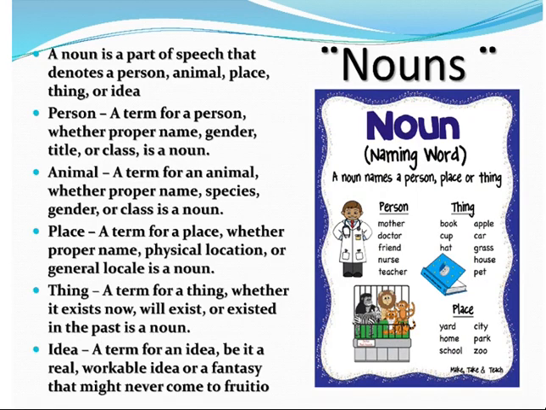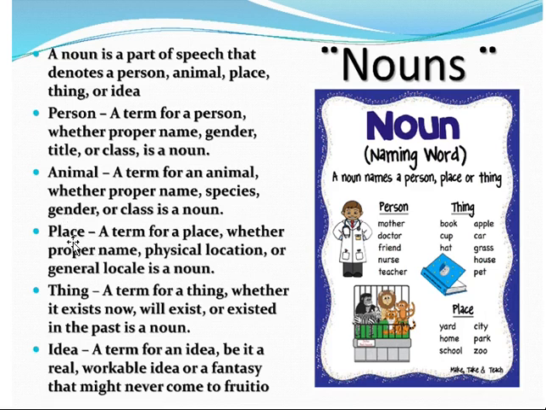Let's have a look. A noun is a part of speech that denotes a person, animal, place, thing or idea. This we have discussed in the virtual classes also. If we talk about a person, a term for a person with a proper name, gender, title or class is a noun. If we talk about an animal, a term for an animal with a proper name, specific species, gender or class is a noun.